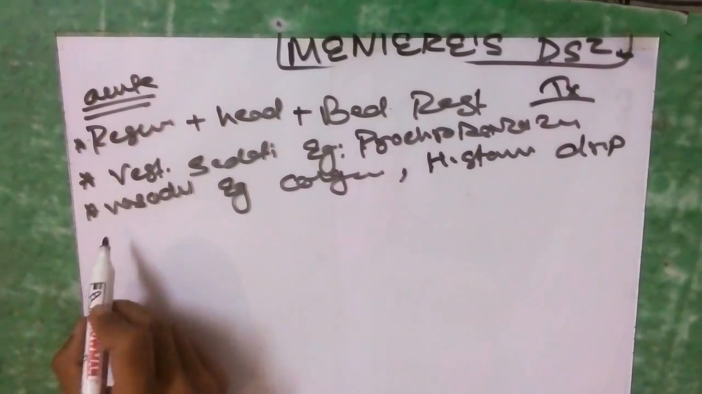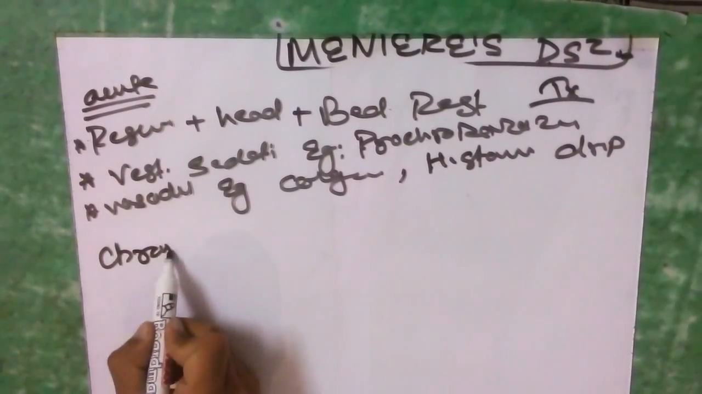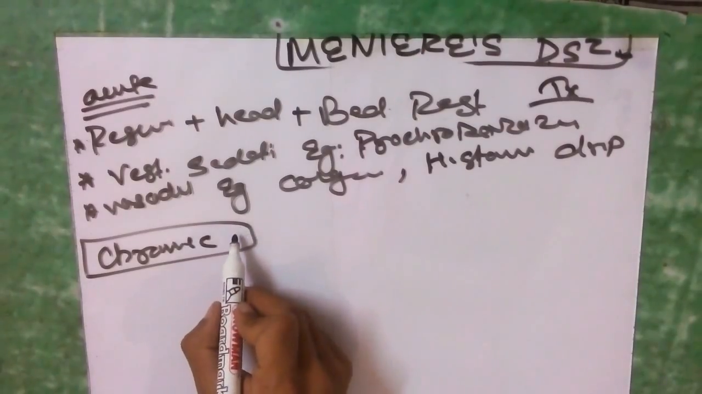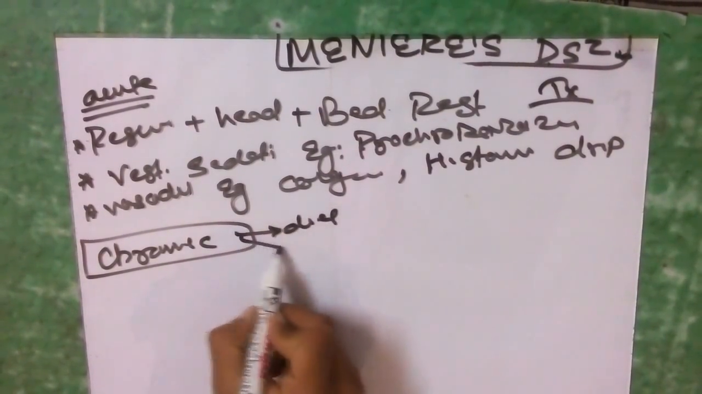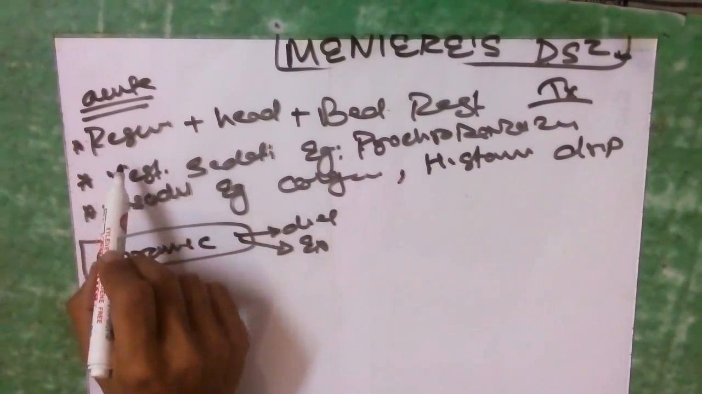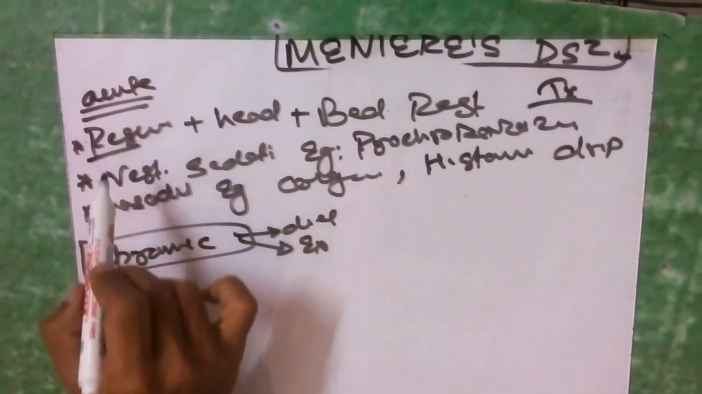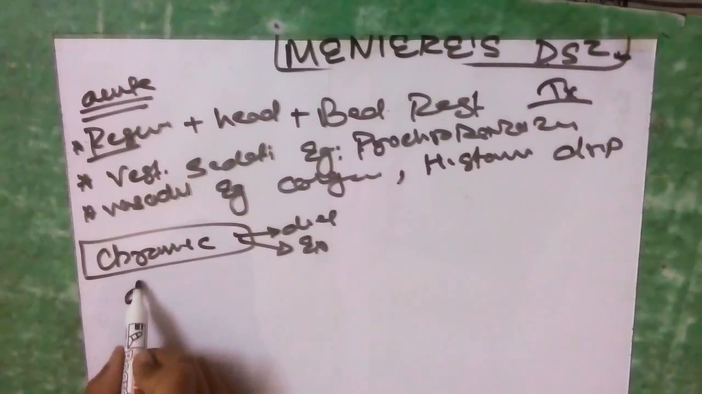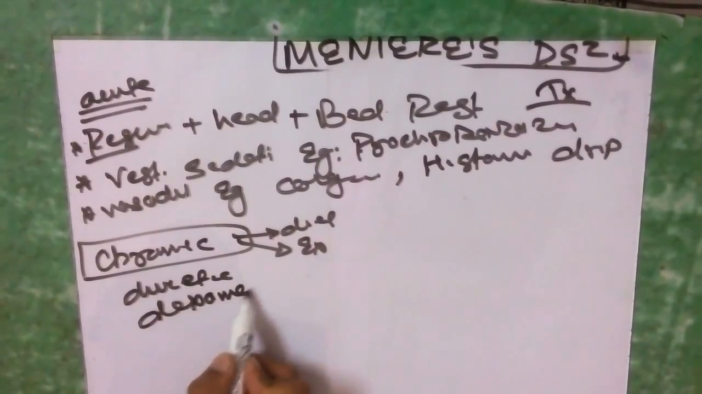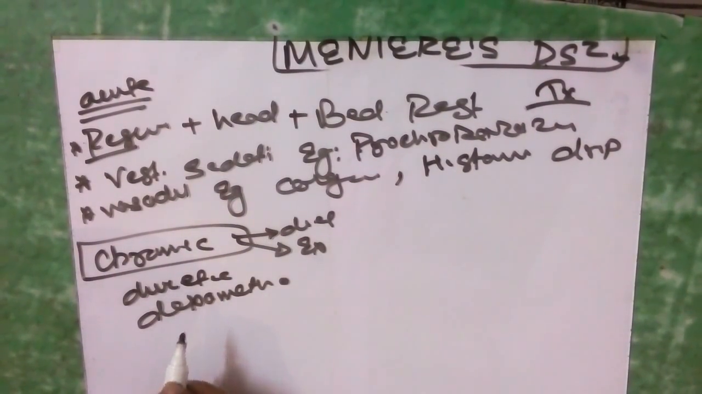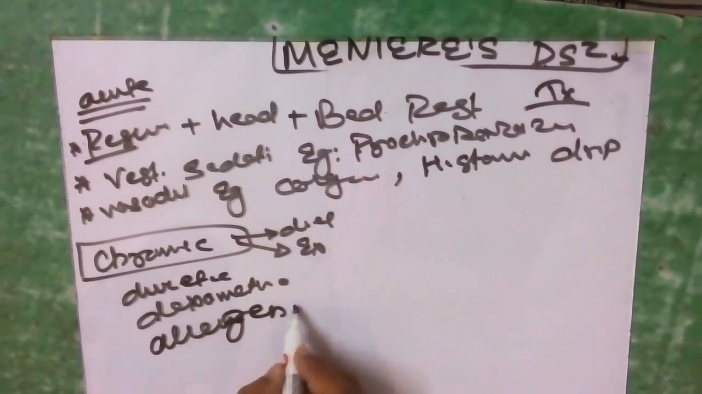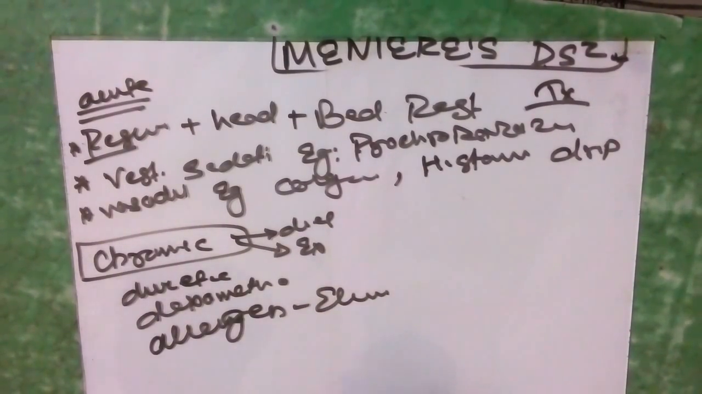Now if a chronic patient of Meniere's disease comes to you, then how will you treat? First of all, all the dietary restrictions needed for a person should be done. Diet should be maintained, and exercise should be advised to him. Other drugs: a vestibular sedative is prescribed, a vasodilator is given, diuretics are added, dexamethasone, and the allergen should be eliminated, meaning if you can find out the allergen.